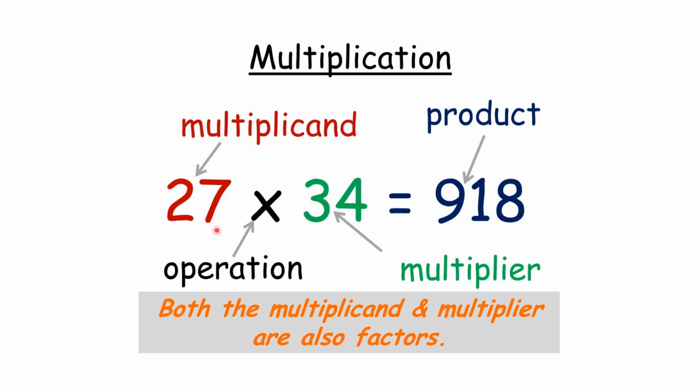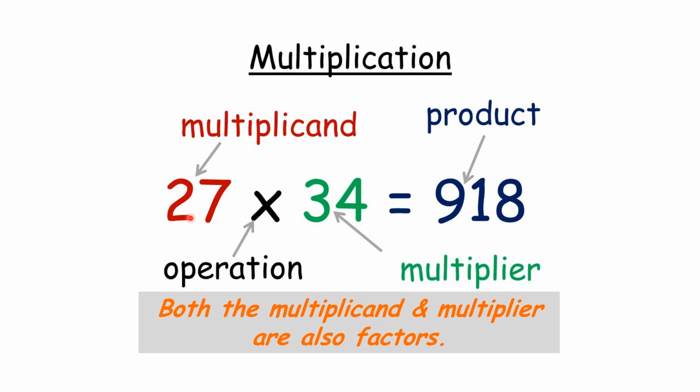Now see here, it is our one example of multiplication. 27 multiplied by 34 and the answer is 918. So what are these terms actually? This sign is the operation of multiplication sign. This sign is of equal.